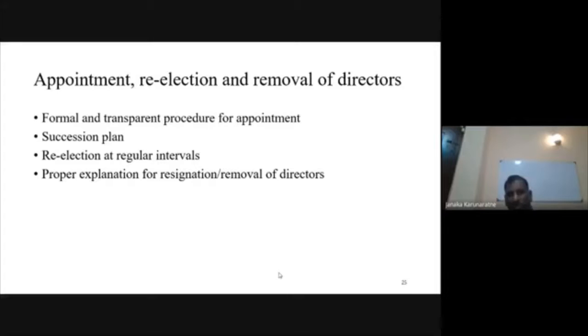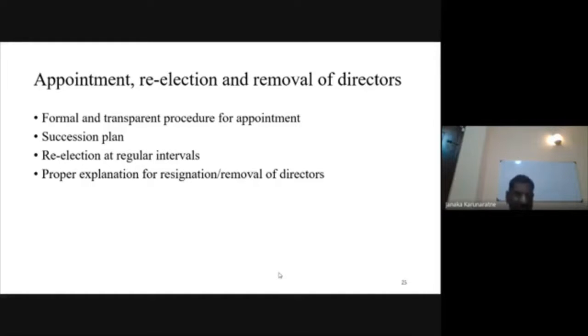Now, again, it is very important to set the framework and procedure for appointment, re-election, and removal of directors. There are a few points I would like to highlight. There should be a very formal, transparent procedure for appointment. It should be very formal and very clear, so no one can point a finger at any appointment to the board. And also there should be a succession plan.